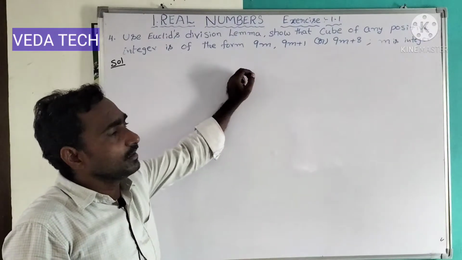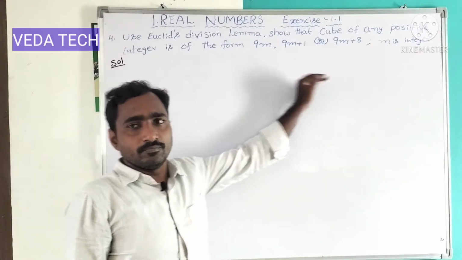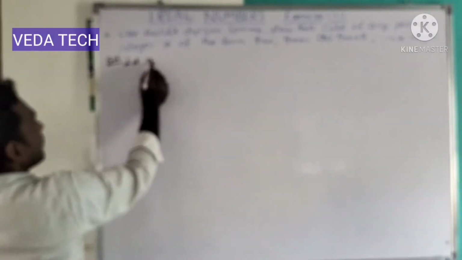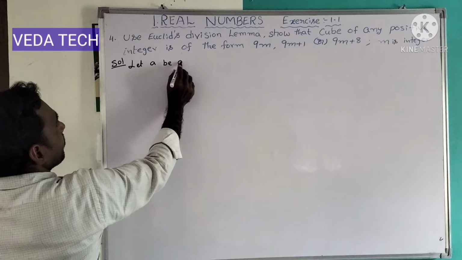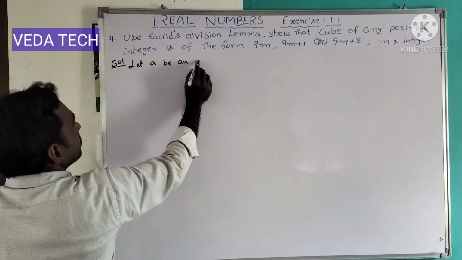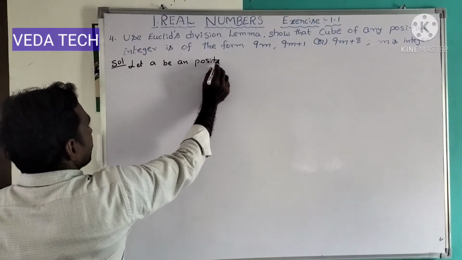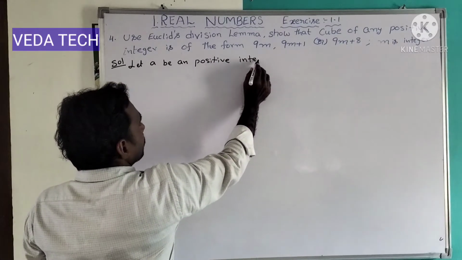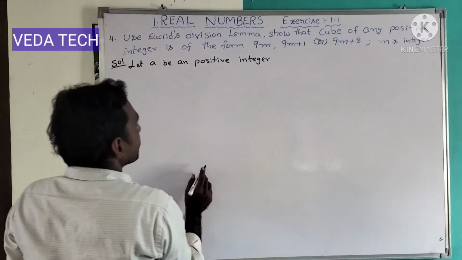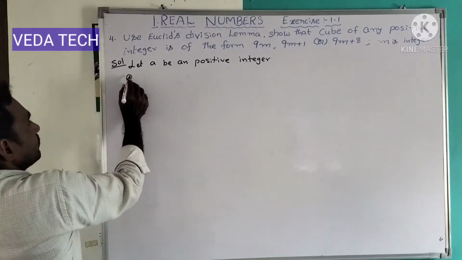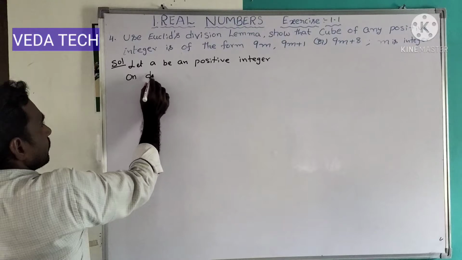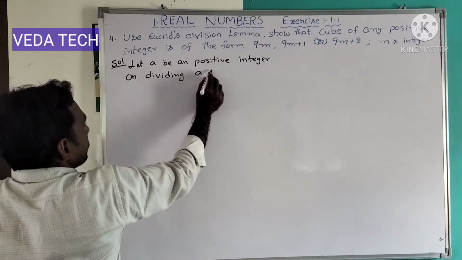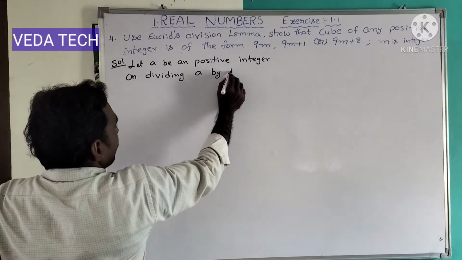9m plus 8, where m is some integer. Let a be a positive integer, on dividing a by b is equal to 3.